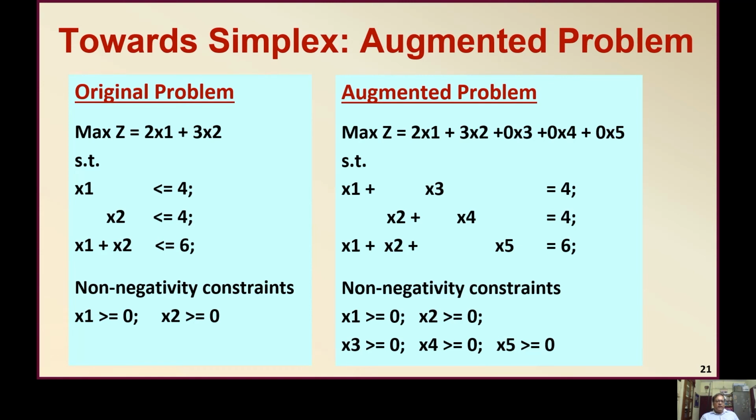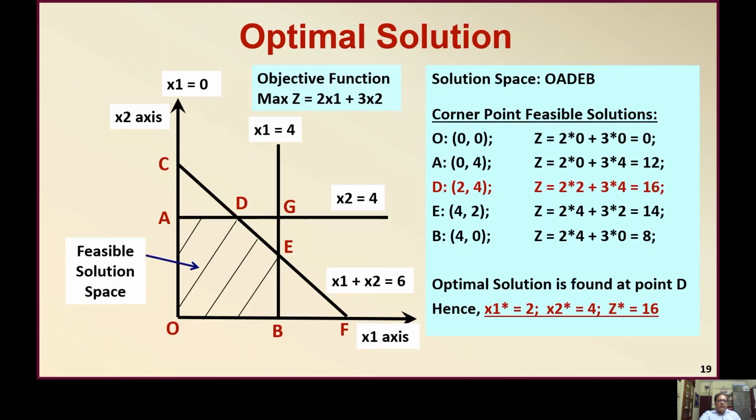x1 equal to 4 means x3 equal to 0, x2 equal to 4 means x4 equal to 0, and x1 plus x2 equal to 6 means x5 equal to 0. And obviously x1 equal to 0 and x2 equal to 0 are the two axes. So you see the graph that we had is nothing but bounded by 5 lines: x1 equal to 0, x2 equal to 0, x3 equal to 0, x4 equal to 0, and x5 equal to 0.